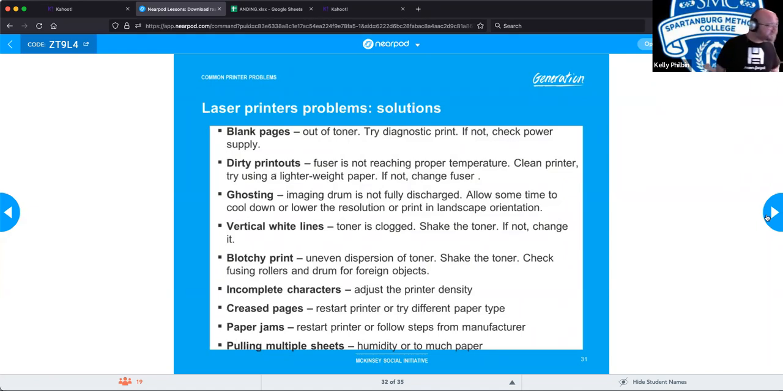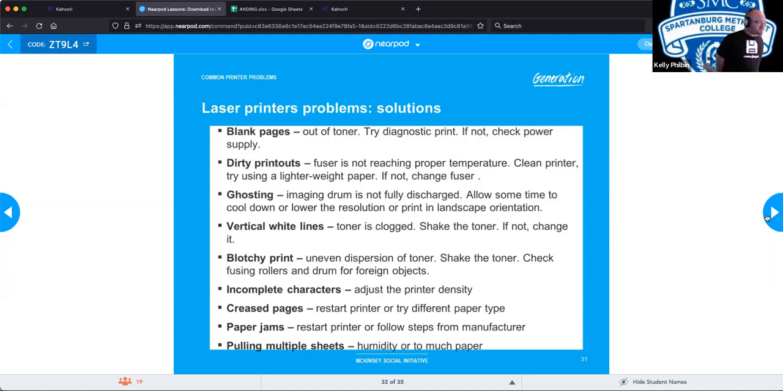Incomplete characters. Adjust the printer density in your printer settings. Creased pages. Restart your printer and try a different paper type, because not all paper is created equal. Not all printers like all types of paper. Sometimes that bargain ream of paper is not the bargain you thought.